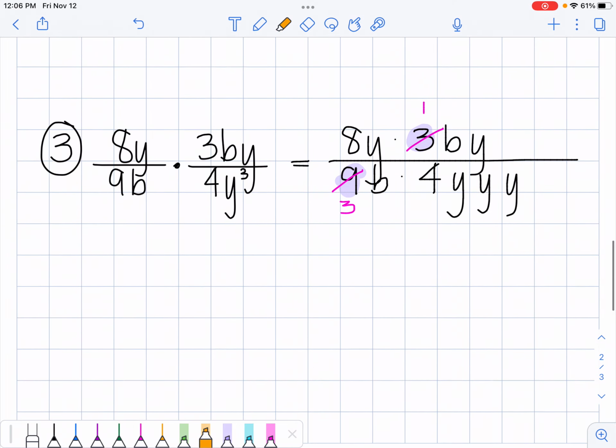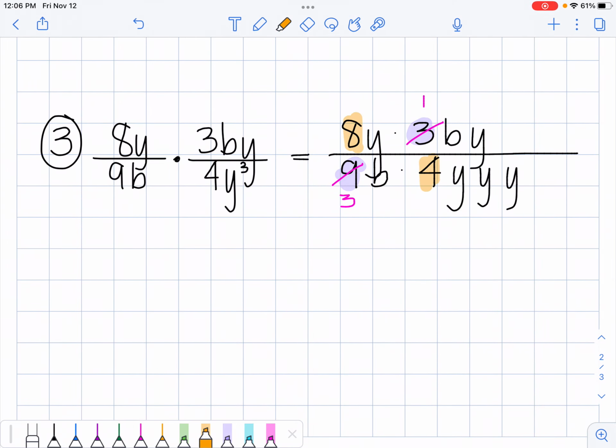I have an 8. Whoops. I have an 8 and a 4. 4 goes into both 4 and 8. 4 goes into 4 once, and 4 goes into 8 twice. And let's see, as far as my variables go, I have a y that can cancel and a y that can cancel. These y's can cancel, and then I have a b and a b that can cancel.